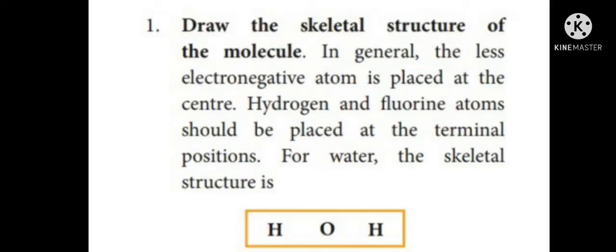Step 1. Draw the skeletal structure of the molecule. In the first step, we have to give the skeletal structure of the given molecule. In general, the less electronegative atom is placed at the center, where hydrogen and fluorine atoms should be placed at the terminal positions. Here, water with formula H2O. For water, the skeletal structure is given here. It is written as HOH.